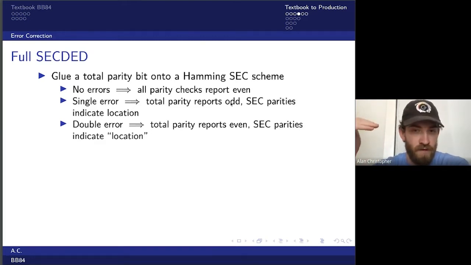And then if we have 2 errors, the total parity is actually going to say everything's hunky-dory, even though it's not. But at the same time, the single error correction parities are going to claim that there's a location in need of fixing. We put that in quotes there because the single error correction parities are going to be pointing at the wrong spot. So in the event that you do detect 2 errors in a SECDED scheme, you don't try to correct. You just say, oop, something went wronger than I can fix.